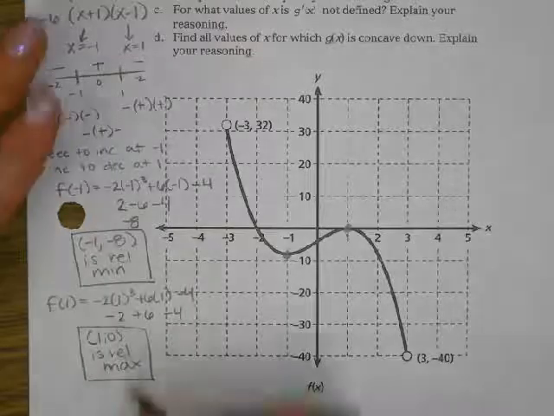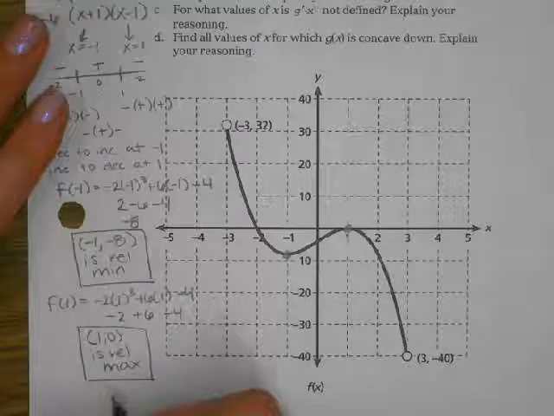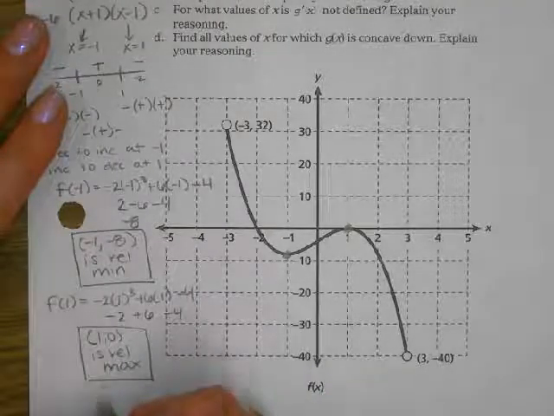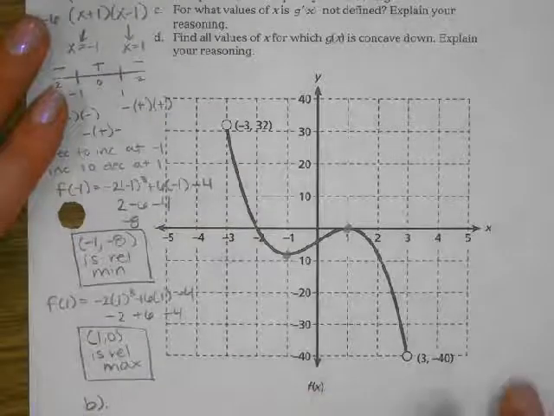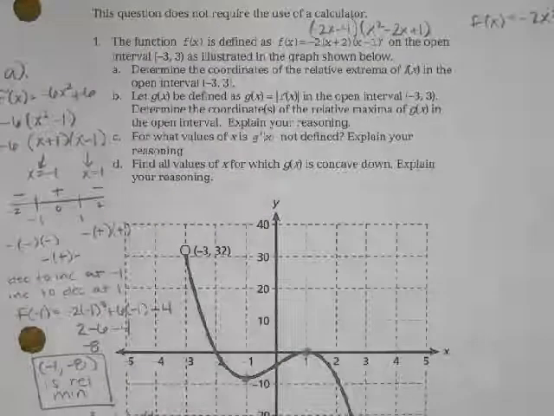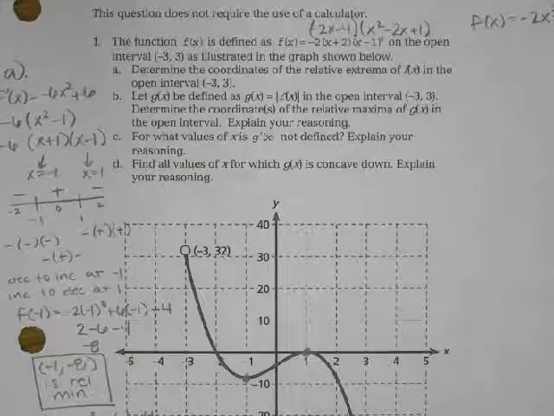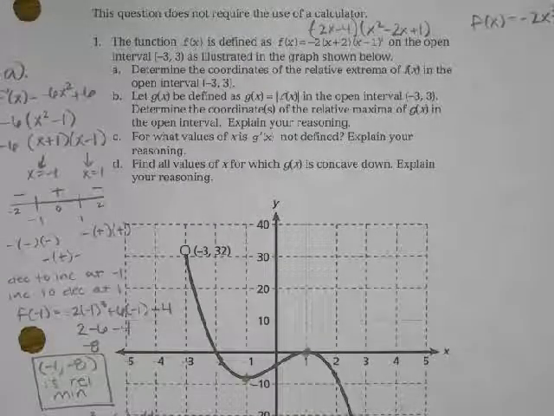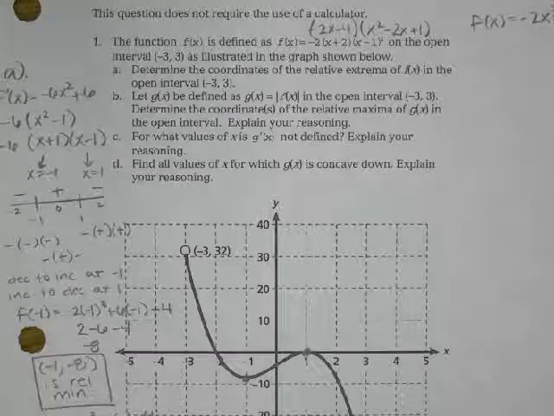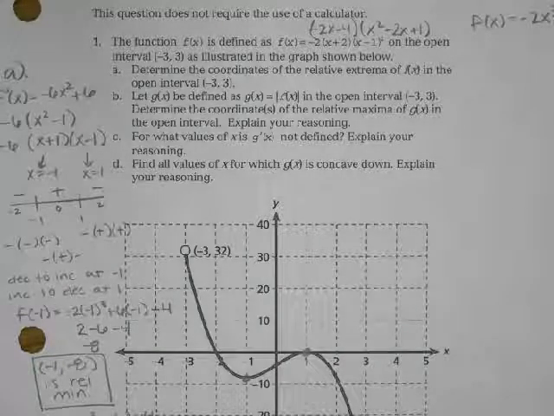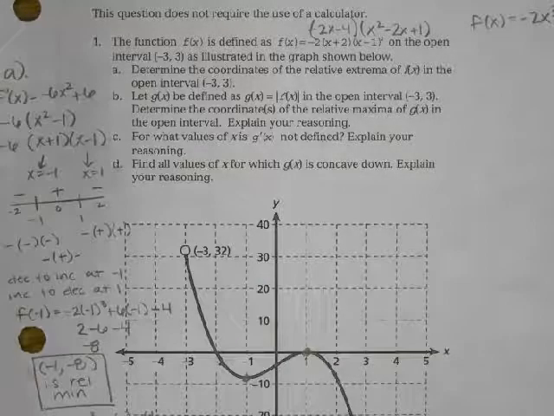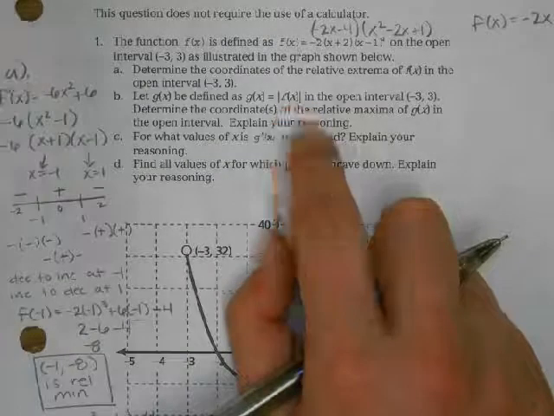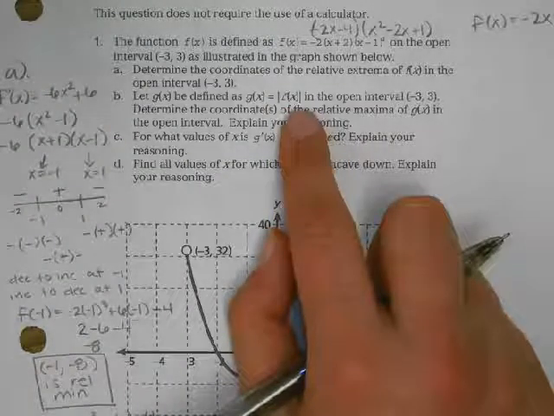Part B. Let g of x be defined as the absolute value of f of x. Now, I don't know if anyone else panicked when they read that, but I did. And then I remembered that g of x, f of x, when you're talking about the function, you're talking about the y coordinate. So your x coordinates are the same. You're still plugging the same x coordinates in for f of x.